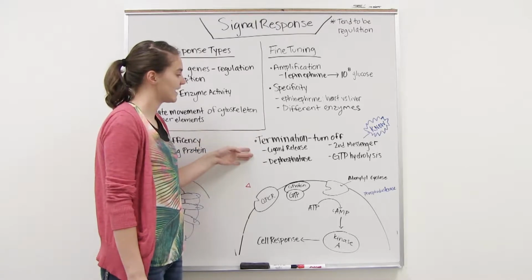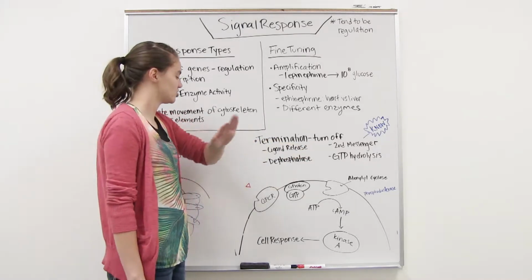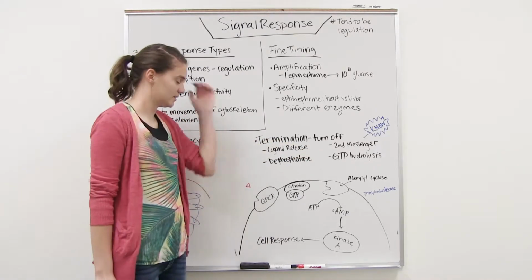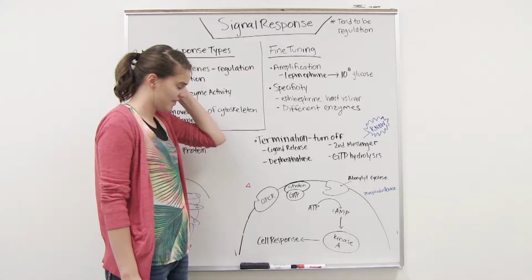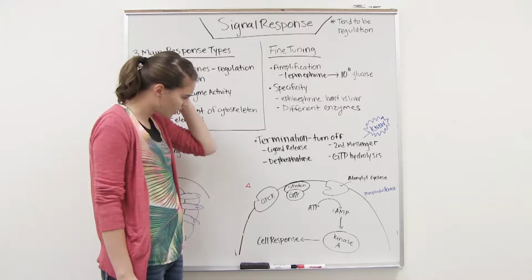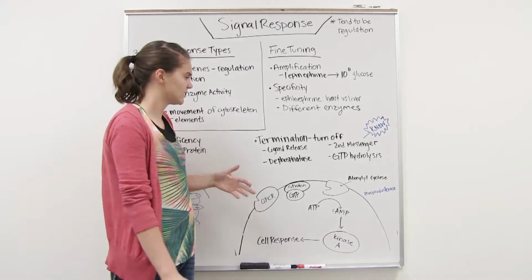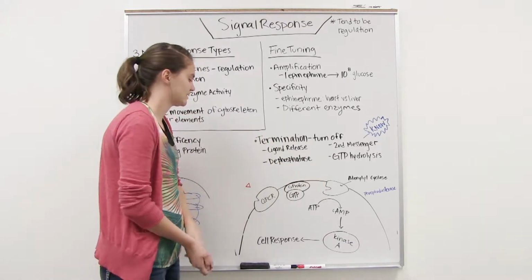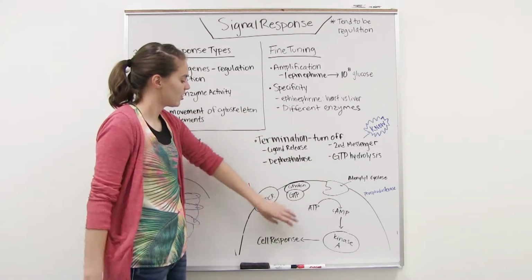So there's 4 different things we need to do to turn off or terminate a signal, and that is we need to release the ligand, we need to destroy the secondary messengers, we need to dephosphorylate the enzymes involved in the process, and we need to do GTP hydrolysis. So let's go through all of these by looking at this example.